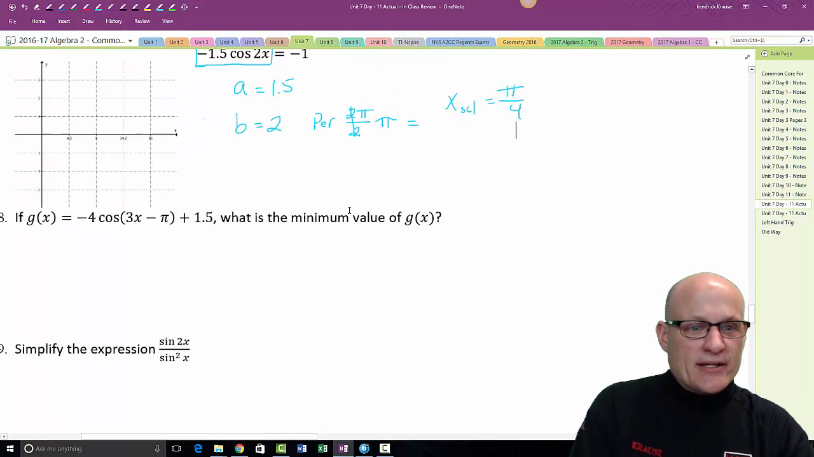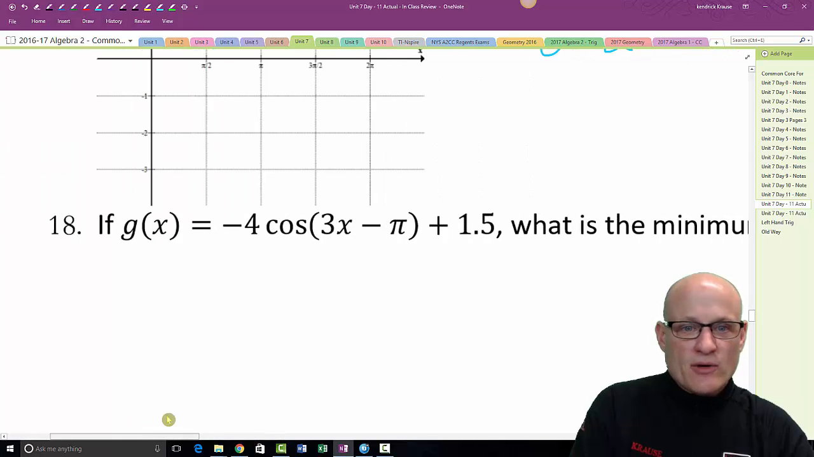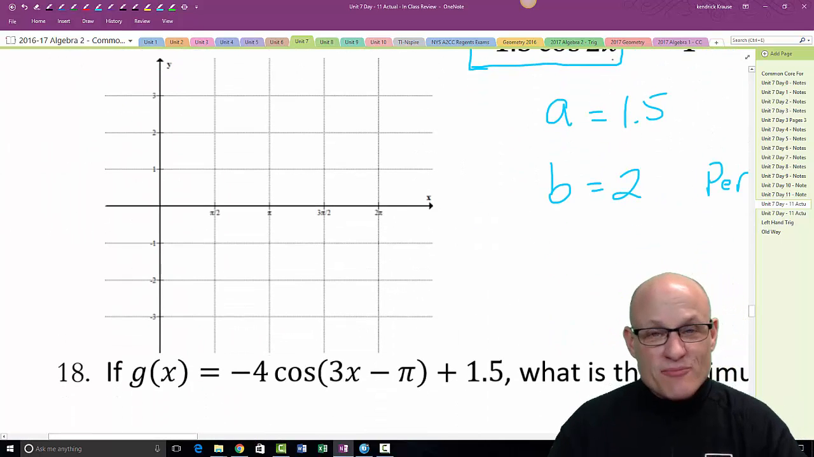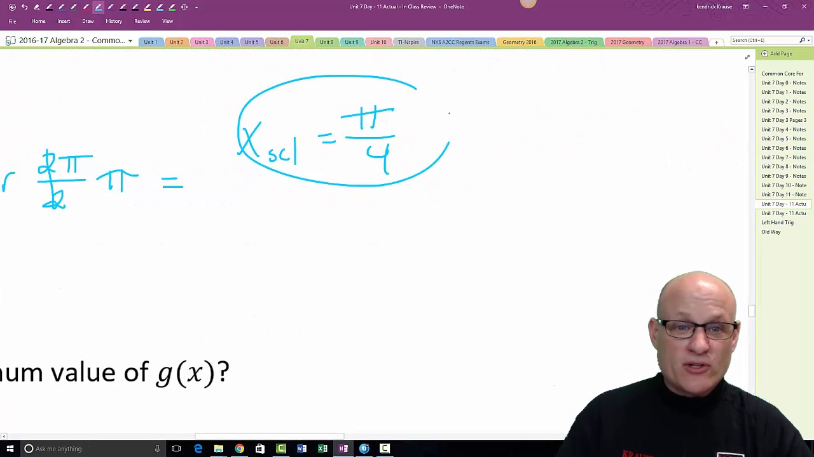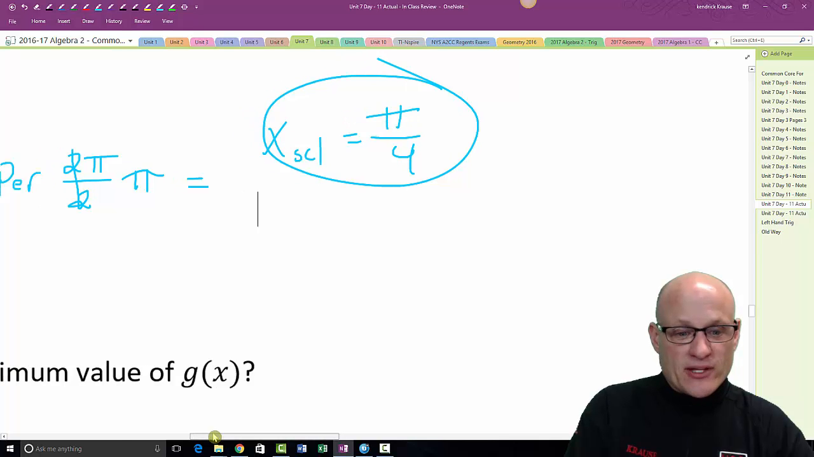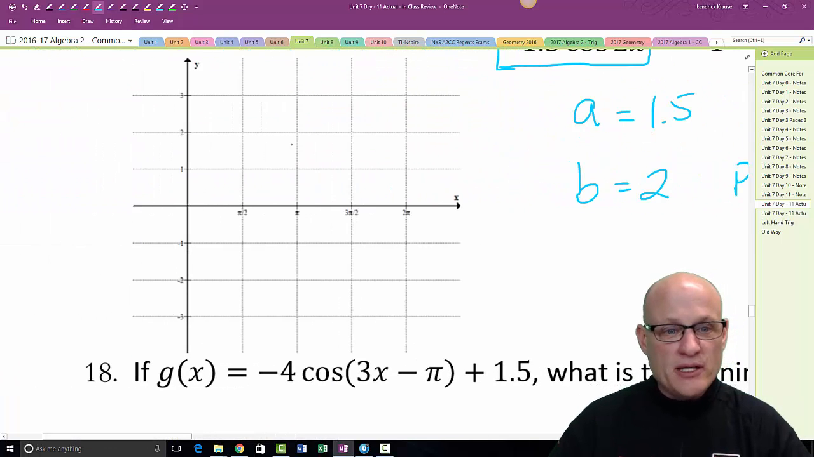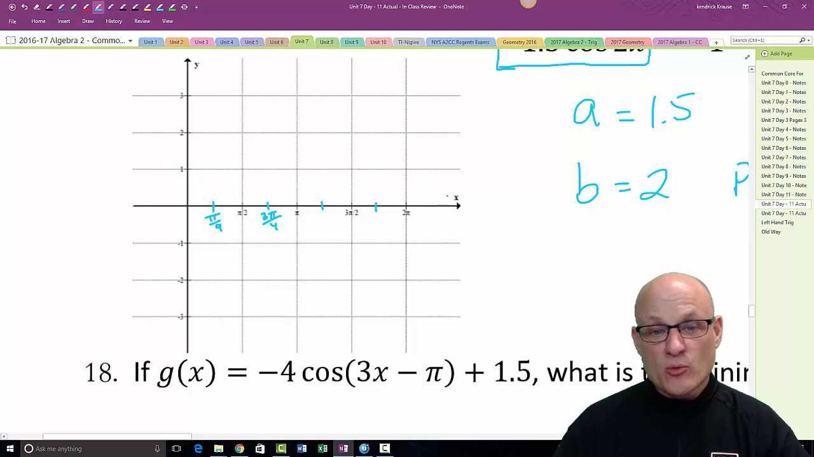If I look at what I got here, I've already given you the scale, so I've sort of messed you up a little bit. But we need a scale of pi over 4, so in order to really graph this thing, I need to count by pi over 4s. 1 pi over 4, 2 pi over 4, 3 pi over 4, 4 pi over 4, 5 pi over 4, 6 pi over 4, 7 pi over 4, 8 pi over 4. So this is really 8 pi over 4, which is 2 pi.